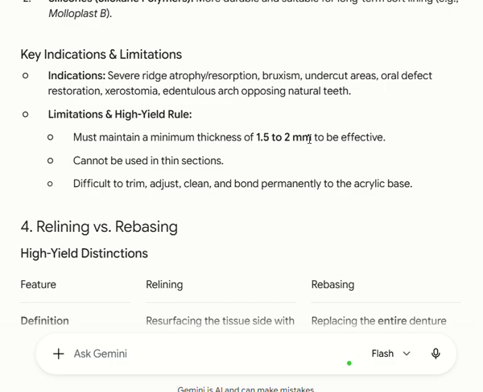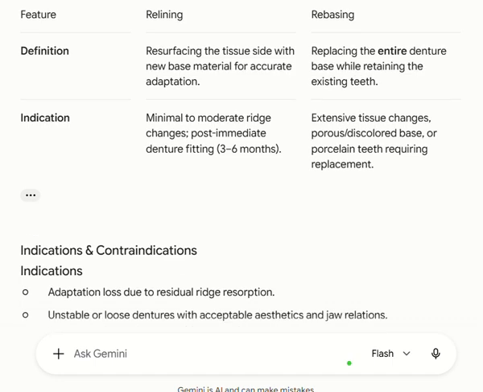4. Relining versus rebasing. High yield distinctions. Feature: relining, rebasing. Definition: resurfacing the tissue side with new base material for accurate adaptation. Replacing the entire denture base while retaining the existing teeth. Indication: minimal to moderate ridge changes, post-immediate denture fitting, 3 to 6 months. Extensive tissue changes, porous, discolored base, or porcelain teeth requiring replacement.